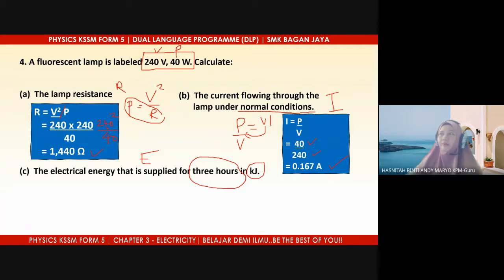So now we have 4 parameters there: V, P, we have R, and from question B we have I. So you can choose which equation is applicable for C. Anybody done? What is the electrical energy supplied to the fluorescent lamp in 3 hours?